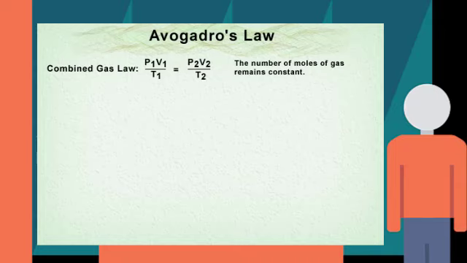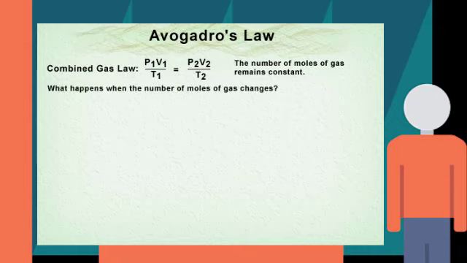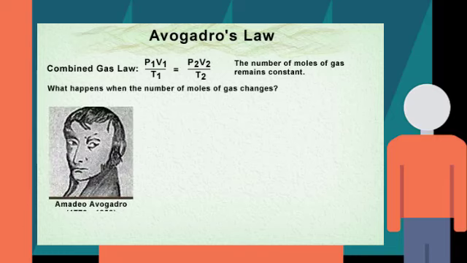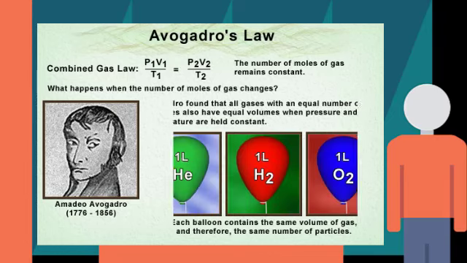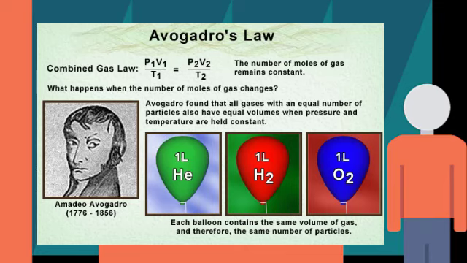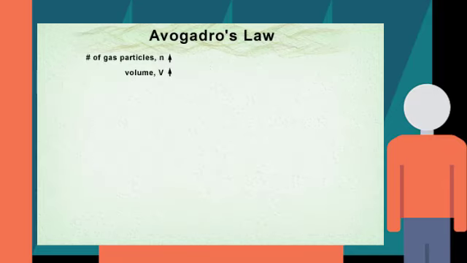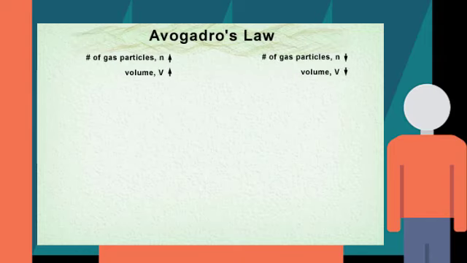The combined gas law shows the relationship of pressure, volume, and temperature when the number of moles of gas remains constant. What happens when the number of moles of gas changes? An Italian chemist, Amedeo Avogadro, studied the relationship between the number of moles of a gas and its volume. He found that all gases with an equal number of particles also have equal volumes when the pressure and temperature are held constant. Increasing the number of gas particles increases the volume, and decreasing the number of molecules decreases the volume.